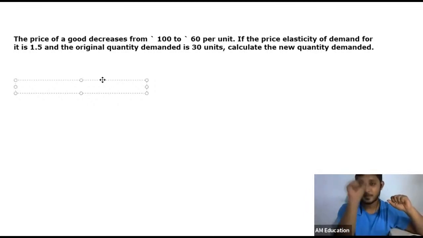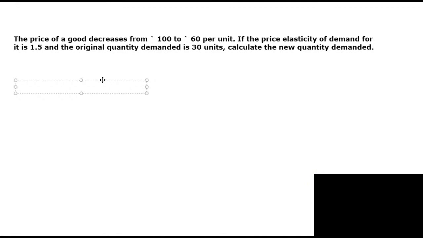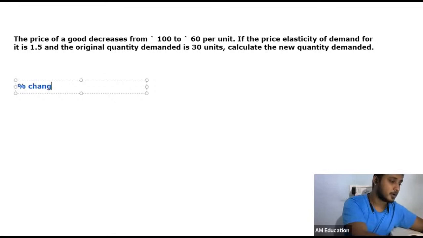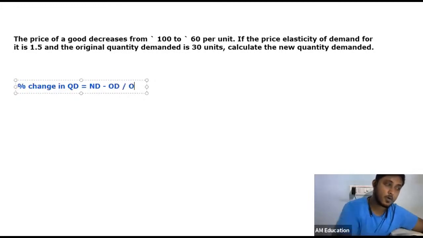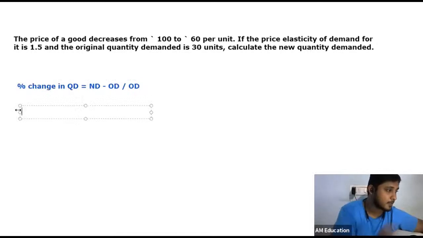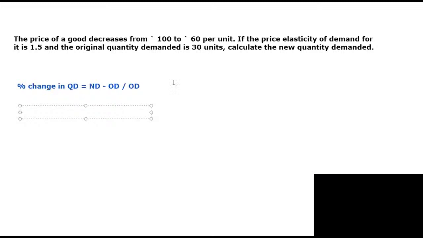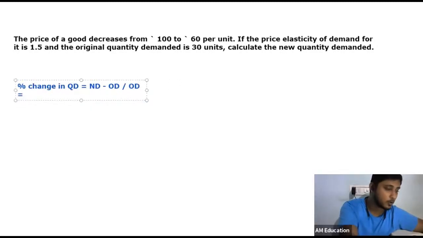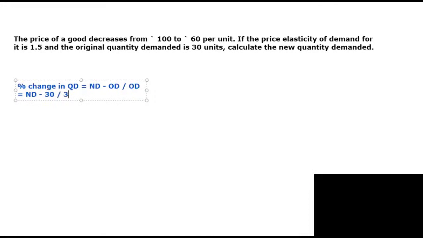Right, in finding out the percentage change in quantity demanded, we use this number called new quantity demanded. So what is the percentage change in quantity demanded? It is nothing but new demand minus old demand divided by old demand, right? So I'll have to substitute somewhere. Do I have the other numbers as well? Let's fill these with numbers. We don't know the new demand, right? New demand minus the old demand, which is 30, divided by 30.